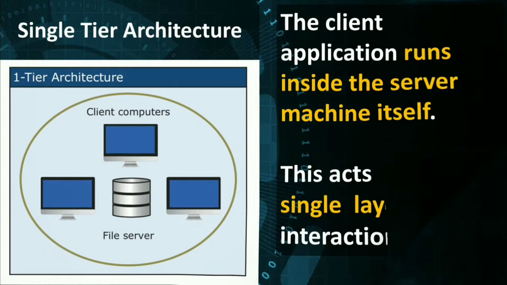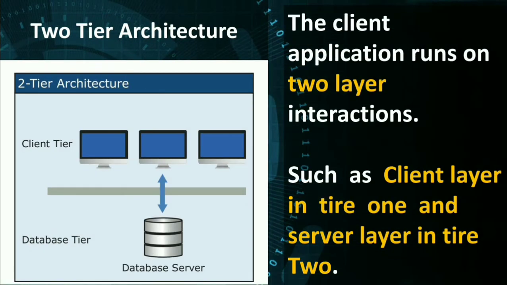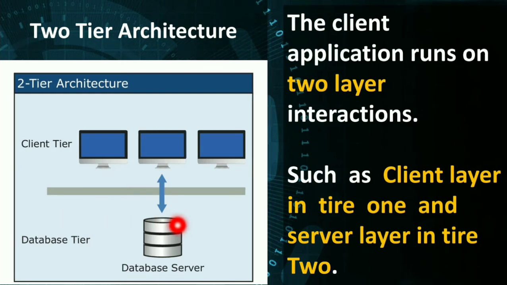The next one is two tier architecture. This two tier architecture is used for the server accessed by the client at two layer interactions. So let's see what the two layer interactions are. The first one is the client layer, that is the client tier, and the second is the database layer, that is the server layer. The database system is present at the server machine and the DBMS application is present at the client machine, and they are connected through a reliable network.